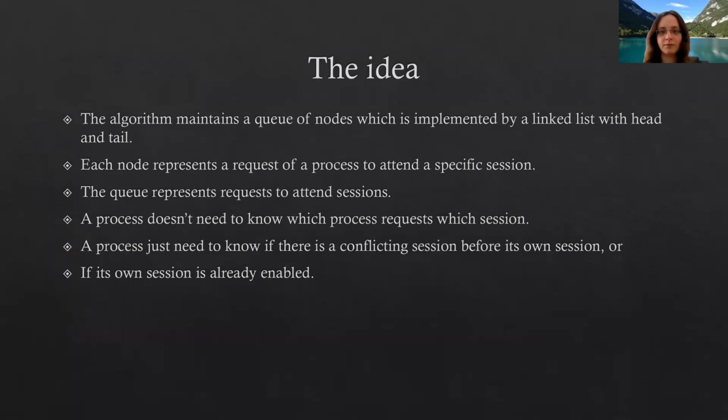The algorithm maintains a queue of nodes using a linked list with head and tail, and is inspired by the MCS queue-based algorithm for the mutual exclusion problem. Each node represents a request for a session and doesn't contain any data on a specific process. A process doesn't need to know which process enters before it, only whether there is a conflicting process, or whether the process before it requested the same session and is enabled, which means it can enter the critical section.